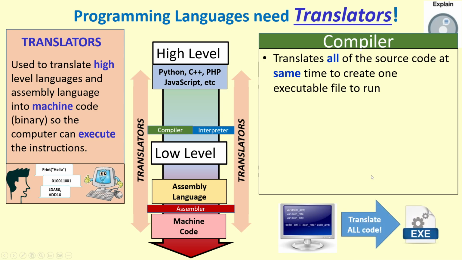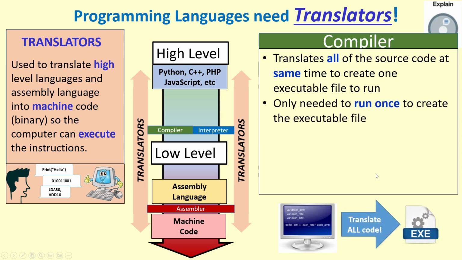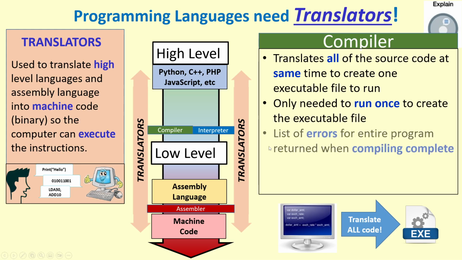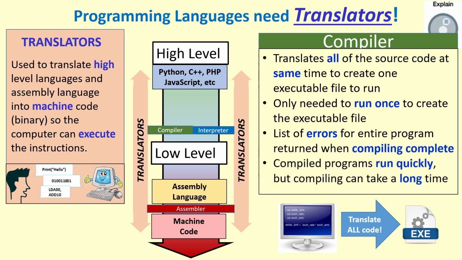All the code is translated and produced in the exe file. Once you've translated it, you don't need to run the compiler again. It only needs to be run once to create the executable file. However, a list of errors, if there are any, is given to you at the end when it's finished compiling. All the errors are returned at the end. But once the program's compiled, it will run quickly, but it can take a long time to compile it.